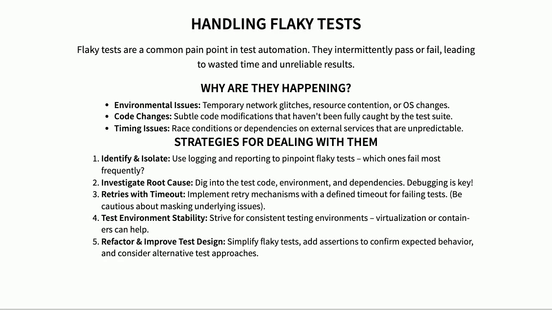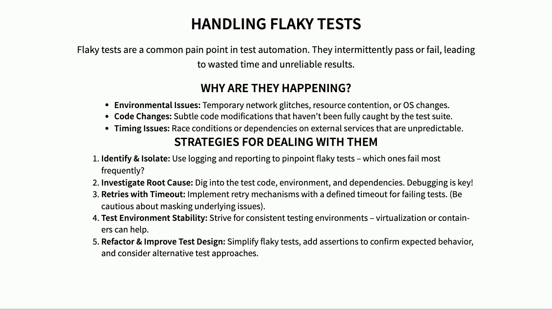Okay, so flaky tests are a real headache in automation. They're like the unreliable friend that sometimes works, sometimes doesn't. They can be caused by all sorts of things: problems with your network, changes you haven't accounted for in your code, or even just timing issues. Let's talk about how to tackle them.